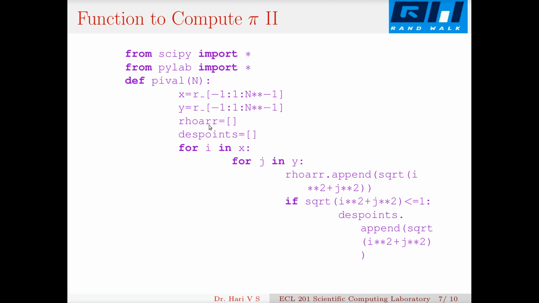So I write desired points as a blank array, and total number of points as another blank array, row. So for i in x and for j in y, what I do is to this row array I append the square root of i square plus j square. These are the points within the circle. So if this square root of i square plus j square is less than or equal to 1, that falls within the unit circle, then you add those points to these desired points. So these desired points are actually points within the circle, and the row array contains all points within the square.